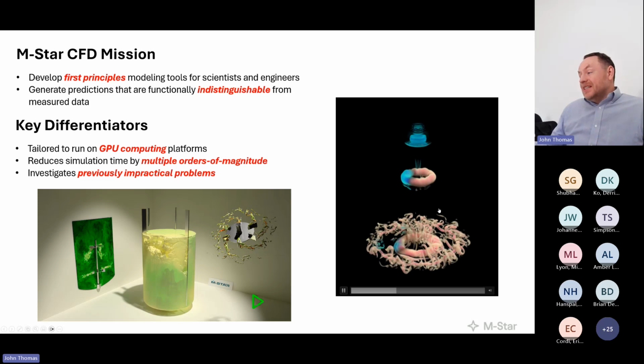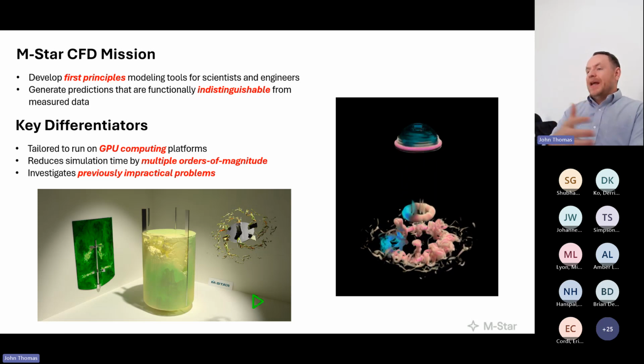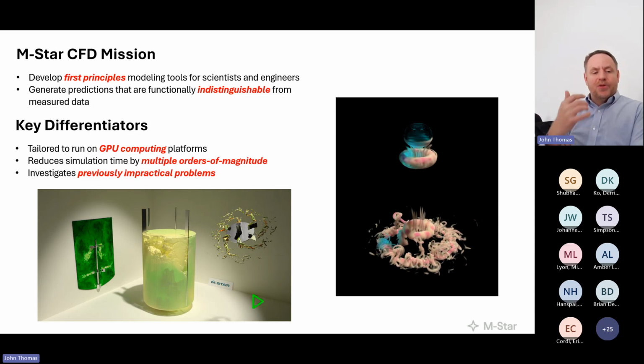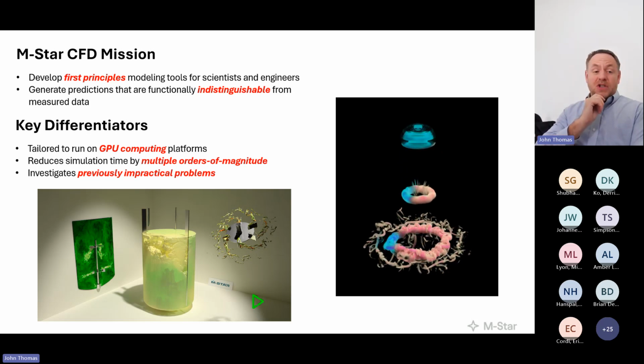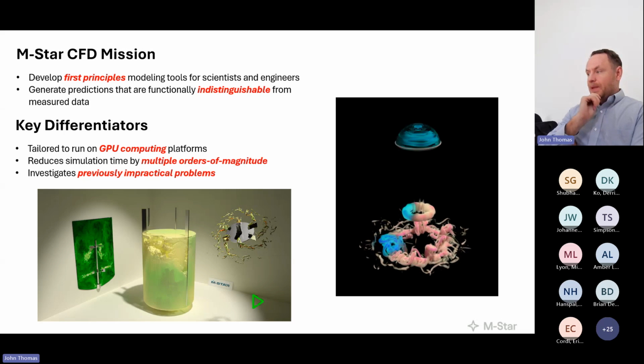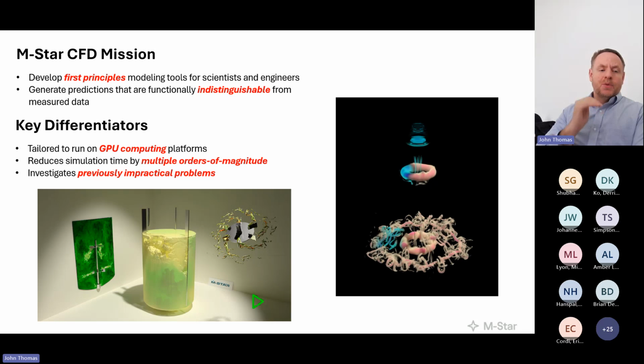Here's a bit more of a cheeky example, looking at just a jellyfish moving through fluid. But again, this is what we're trying to get at here: time-accurate three-dimensional process simulations that allow us to build what we might loosely call digital twins of an actual physical system. Key differentiator: M-Star is born and bred to run on GPUs.